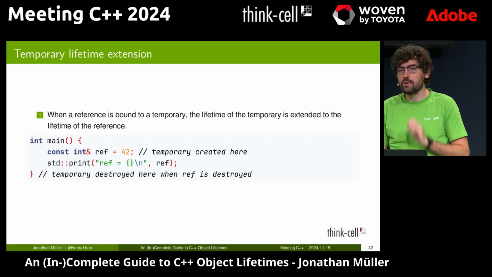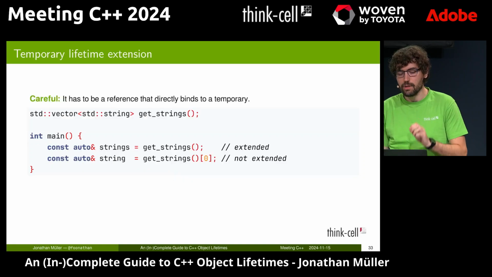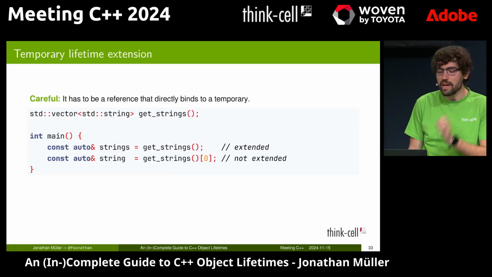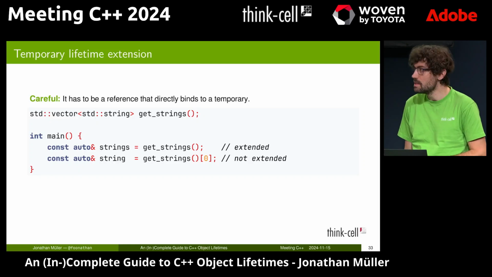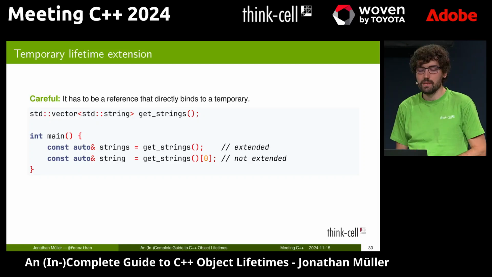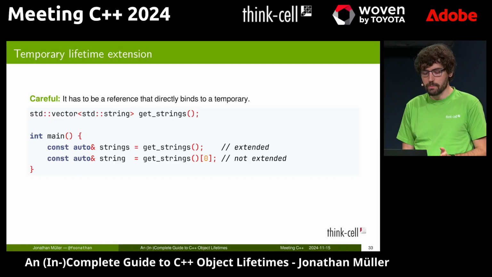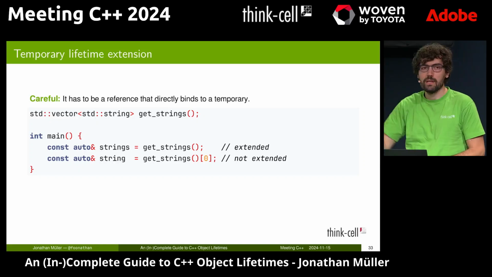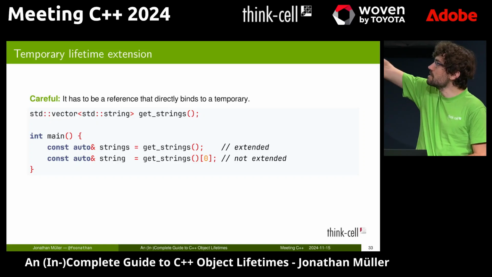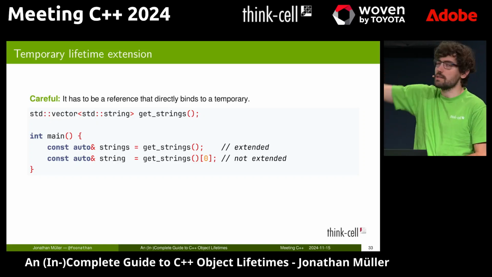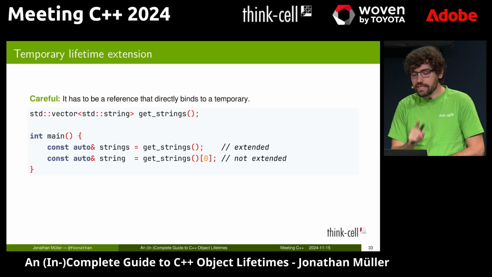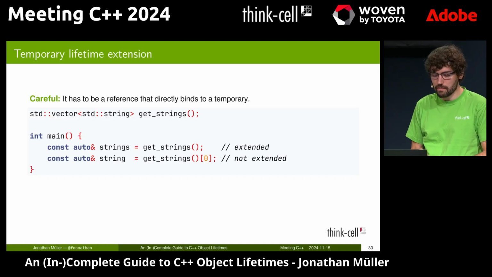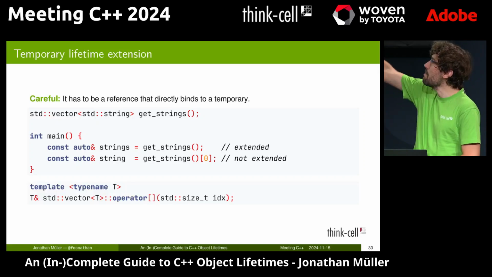This, however, is incredibly subtle, because the reference has to be a reference that directly binds to the temporary. So consider getStrings. It returns a vector of string, which is a PR value. So when we initialize it in the first line, we bind a reference to a PR value. Lifetime extension kicks in, and it's fine to use strings, because it's only destroyed at the closing brace. However, in the second line, lifetime extension does not kick in, because here we're calling a member function.